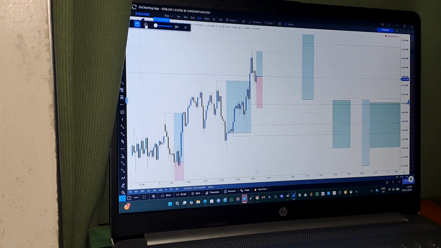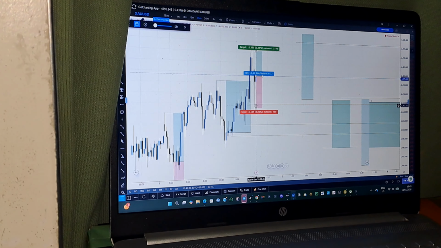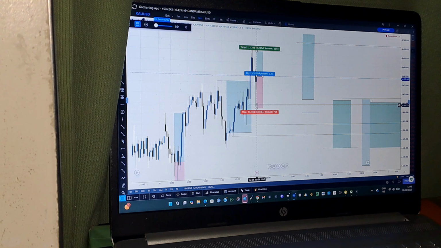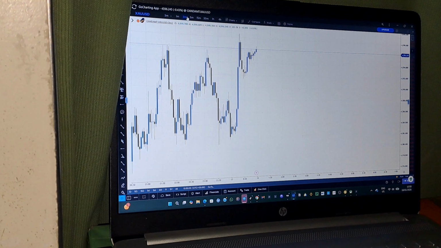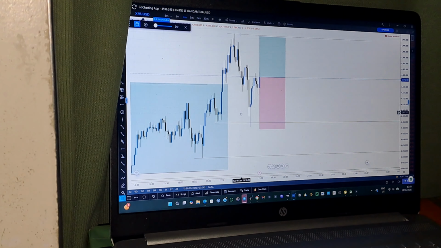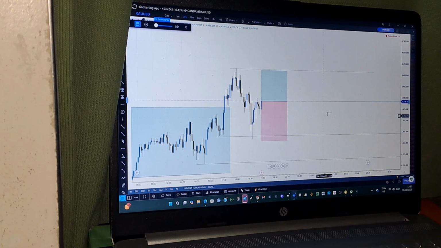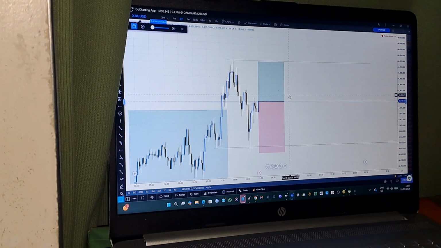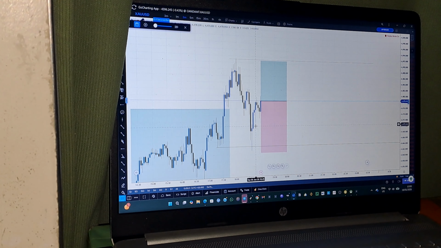So let us see. As you can see, price has swept our first liquidity, which is a very good sign, and closed above. So we scale into our 3-minute or 5-minute to find a confirmation. You shouldn't enter the trade unless you have a confirmation.